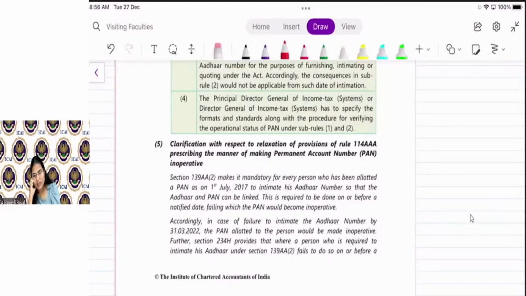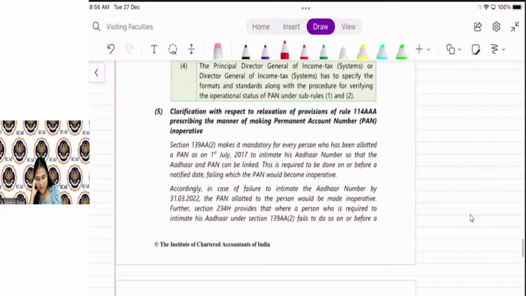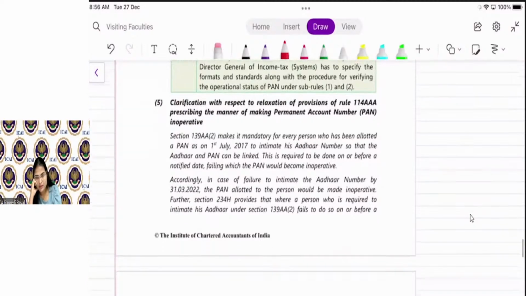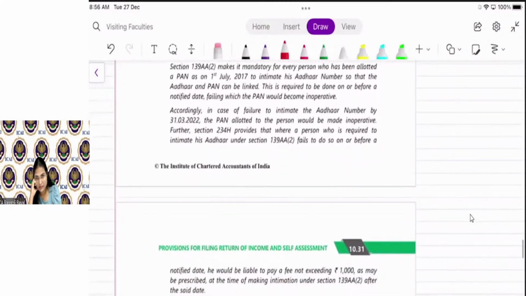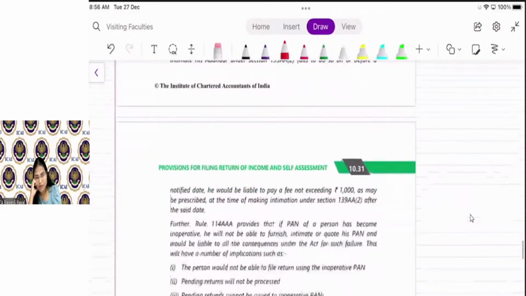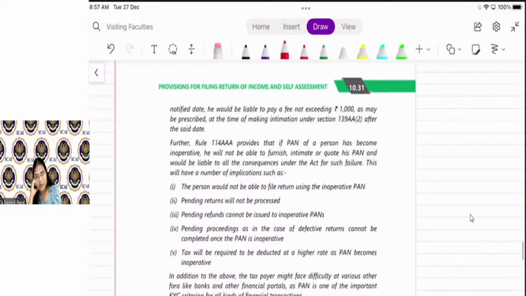Accordingly, in case of failure to intimate the Aadhaar number by 31st March 22, the PAN allotted to the person would be made inoperative. Further, Section 234H provides that where a person who is required to intimate his Aadhaar fails to do so on or before the notified date, he would be liable to pay a fee not exceeding 1,000 rupees, as the case may be. So after 31st March 22, if you are linking your PAN with your Aadhaar, then you have to pay 1,000 rupees fees.